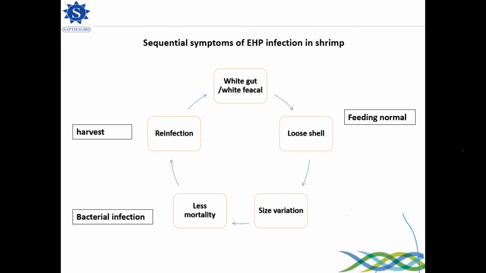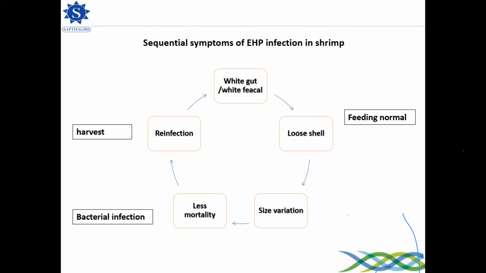These are the generalized symptoms of EHP infection in shrimp. At the starting stage, the appearance of white gut or white fecal will occur. In this stage, the hepatopancreas is severely damaged and the cells get sloughed off from the tubules of the HP, containing a high amount of reserve fat cells and HP cells. It comes through the intestine, and the damaged sloughed content appears white and floats in the pond water, which we call white fecal or white gut.